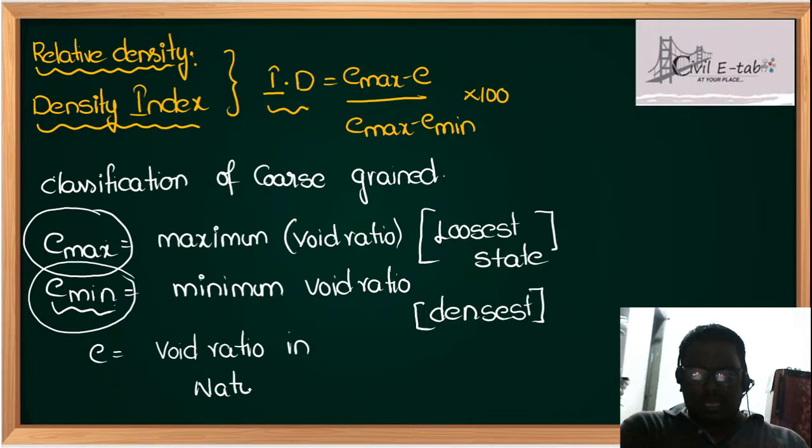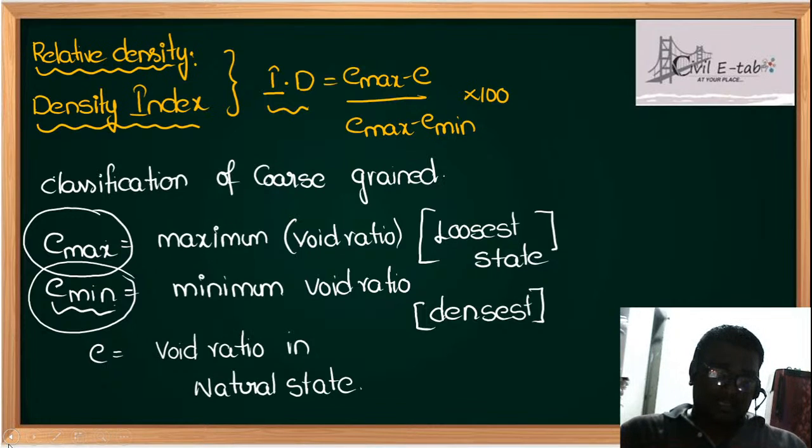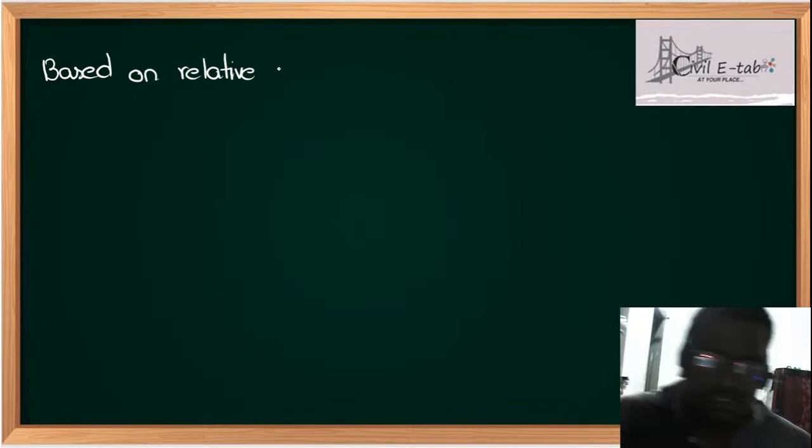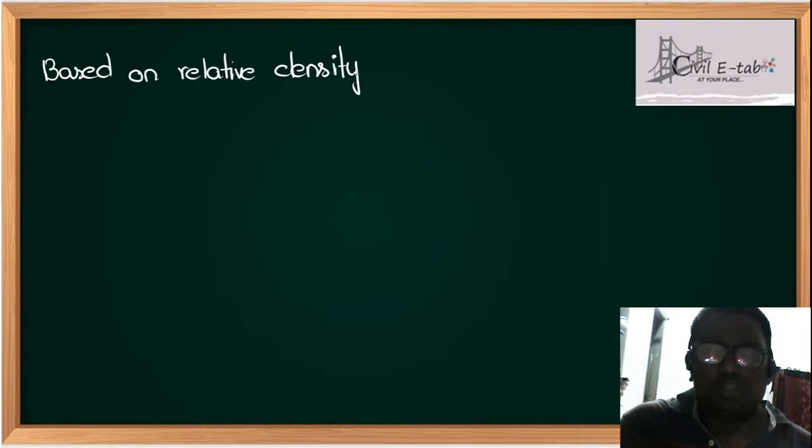Now see students, up to 2010 or so, they used to ask what is void ratio, relative density. But now what they are asking is based on relative density. Am I clear, students? Based on the relative density, we are going to classify whether the soil is very loose and so on. So based on this percentage, what is ID, students? ID is nothing but density index.